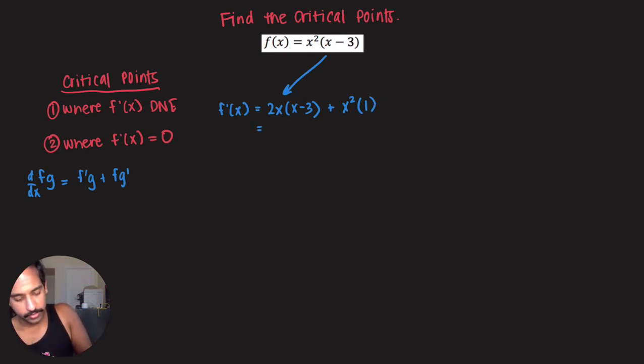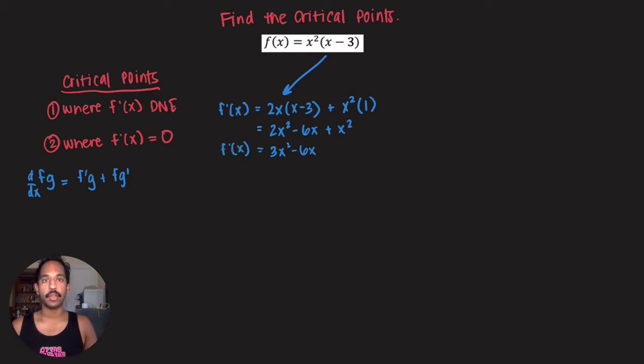Here we can solve this out. This becomes 2x squared minus 6x plus x squared, which will give me 3x squared minus 6x is the derivative. So that's one way that I could go about finding the derivative.